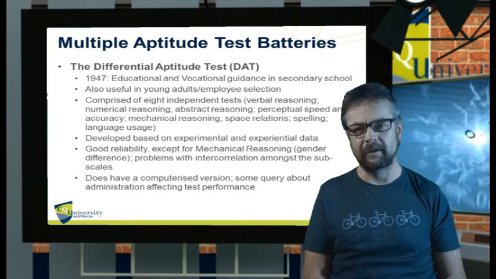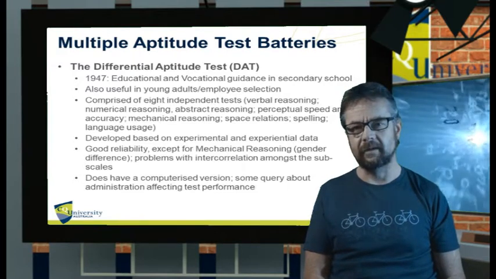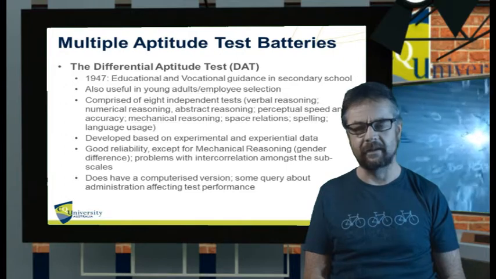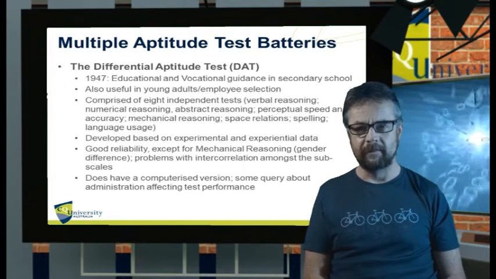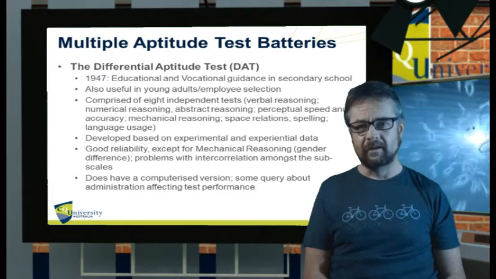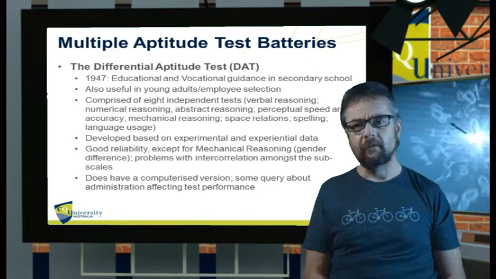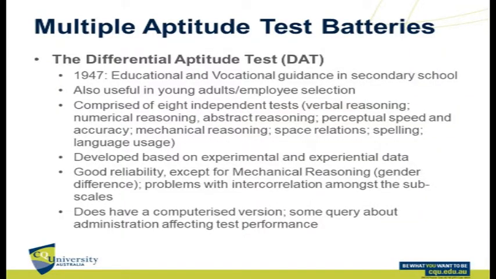This has been partly addressed through revision of the test, and there's less gender bias in the latest edition of the test. This test does, however, show problems with internal integrity, as not all of the subscales correlate well together, and in its computerized version, it's been argued that its administration affects the performance of the subject.